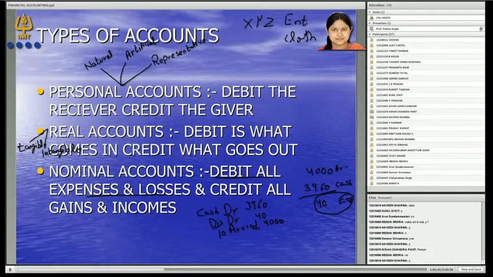The goods are lying where? In the purchase account. So the purchase account is involved and Ajit's drawing account is involved. Ajit's drawing account is the receiver, so Ajit's drawing account is debited, and the goods are going out. The real account rule says credit what goes out. Ajit's drawing account to purchases.